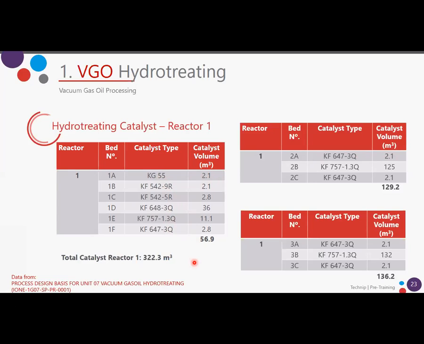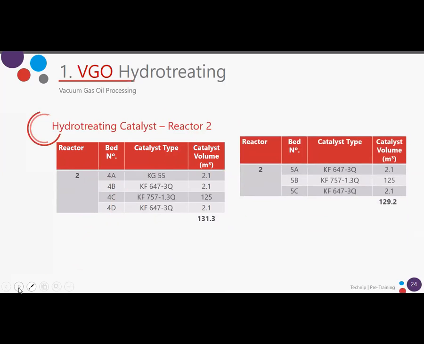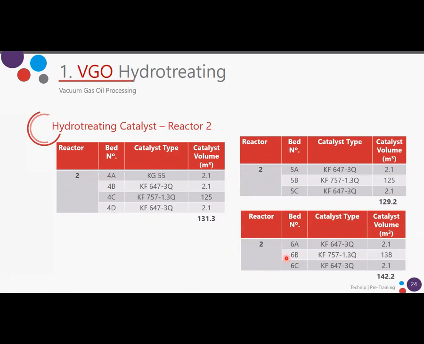This is for reactor 1, but of course, remember that we have 2 reactors. So we have reactor 2, the same, we will have 3 beds. In the 4th bed, that is the first bed of this second reactor, we'll have this quantity of catalyst. In the second bed of this second reactor, that is in total bed number 5, if we consider the 3 beds that we have in reactor 1, we'll have this quantity. And in the last bed, we will have this quantity of catalyst.